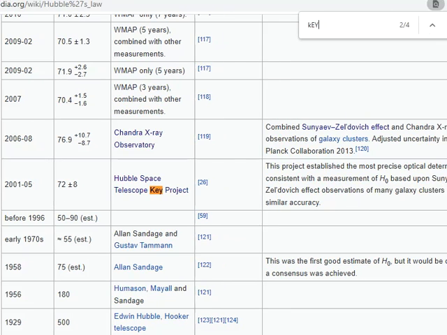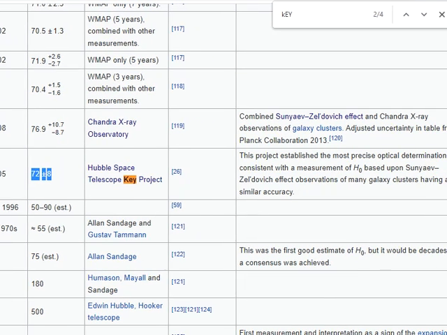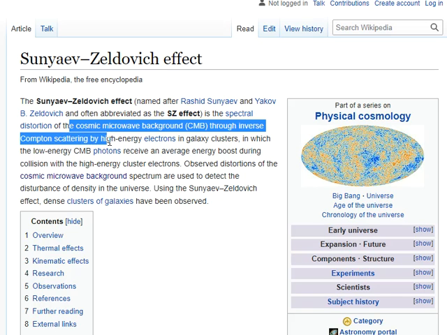So in other words, they were finding... what does that mean? What does that error mean? What they're doing is they're taking a look at every example of these galaxy clusters. What is it? Oh, wow. It is a spectral distortion of the cosmic microwave background radiation through inverse Compton scattering by high-energy electrons in galaxy clusters.